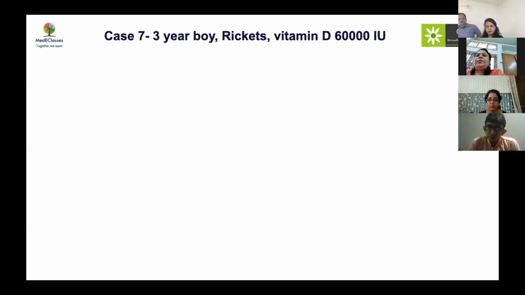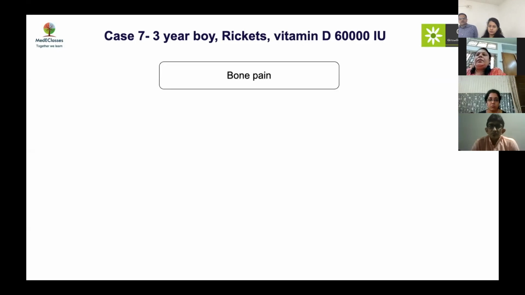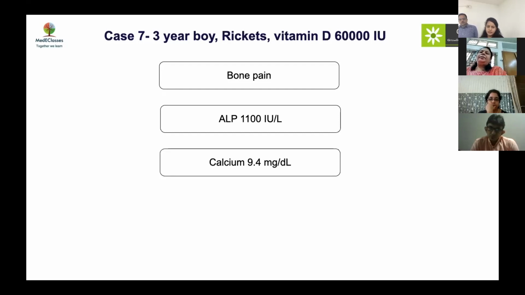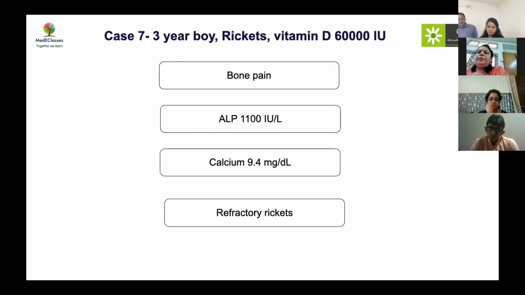So this 3-week-old boy, a case of rickets, was given a tablet of 60,000 IU vitamin D, and he presented with bone pain. And ALP was raised. Initially, ALP was around 800 to 900, and now it has increased to 1100. And calcium was normal. So somebody made the diagnosis of refractory rickets because of the rise in ALP. So Dr. Chetan, do you agree with this?